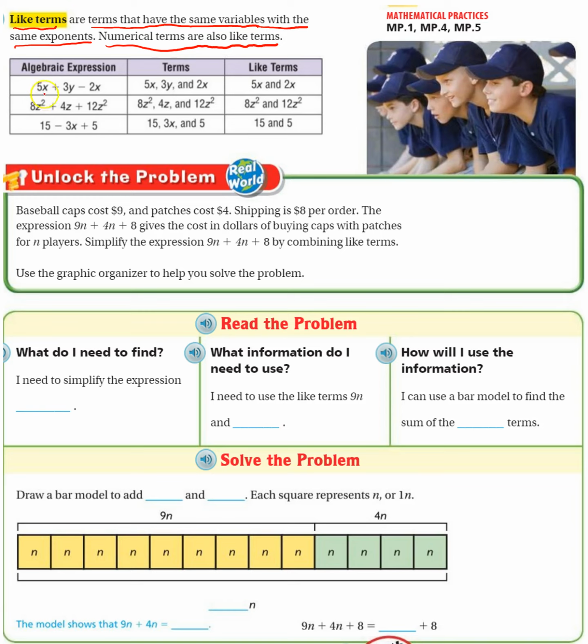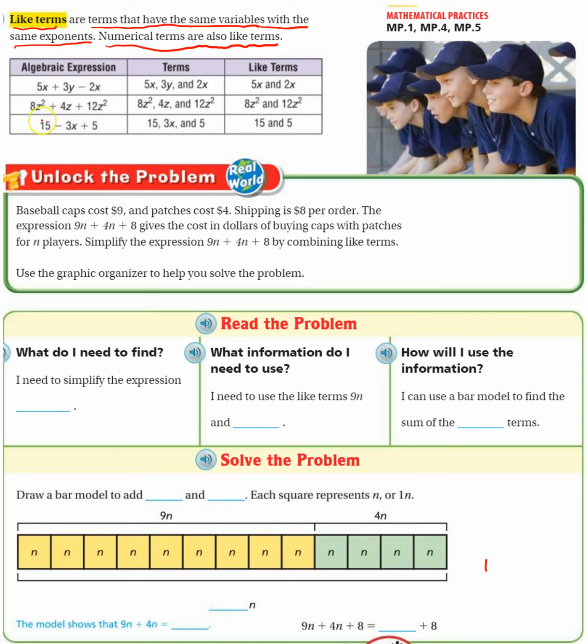Here's an algebraic expression, 5x plus 3y minus 2x. You see the 5x and the 2x both have the same variable and the same exponent, which in this case is just 1. So these two are like terms. Notice terms, again our vocabulary, are separated by a plus sign or a minus sign. So these are all the terms, and 5x and 2x both have the same variable x, so those are considered like terms.